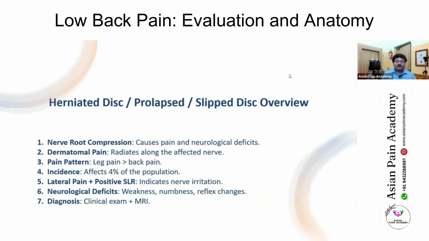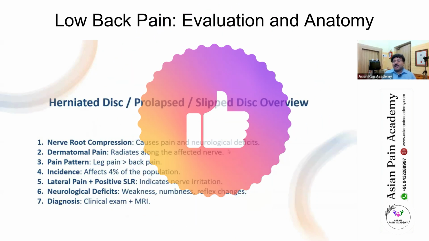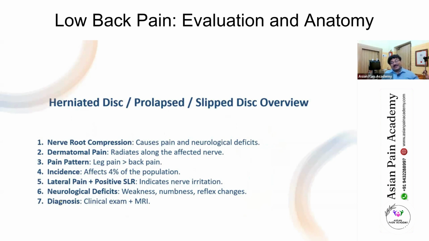Let's move over. So in herniated disc, what will happen? There will be nerve root compression causing pain and neurological deficits. There should be dermatomal distribution of pain. Another thing, we are discussing a lot about neuropathic and nociceptive pain. So here the pain is primarily neuropathic pain because it is directly compressing over the nerve. Initially there is no nociceptive counterpart. The pain starts as a neuropathic pain.